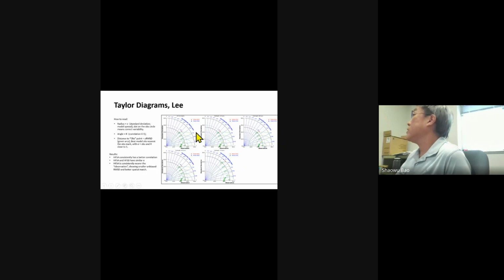One thing we should notice: the Taylor diagram is after the bias is removed. So all the things you see from the Taylor diagram are for the unbiased RMSD.